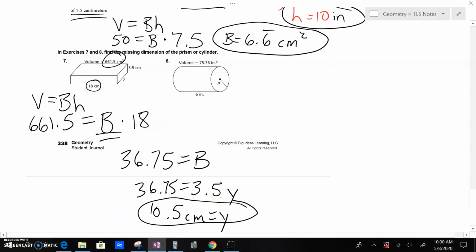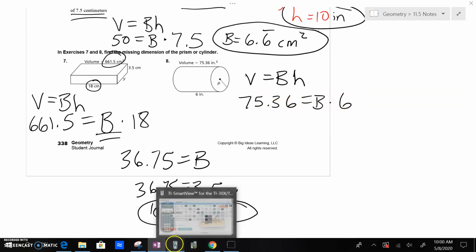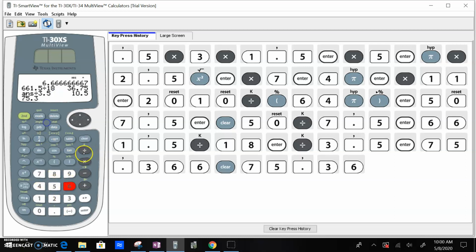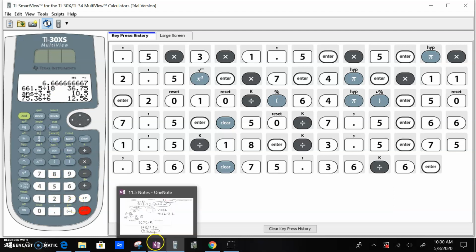And the very last one we'll do is this cylinder. So we know our volume for the cylinder again is base times height, and we've got our volume, so I'll plug the V in. We've got our height, that's 6. So I'm going to take and divide both sides by 6. So 75.36 divided by 6. And that's going to give me 12.56.